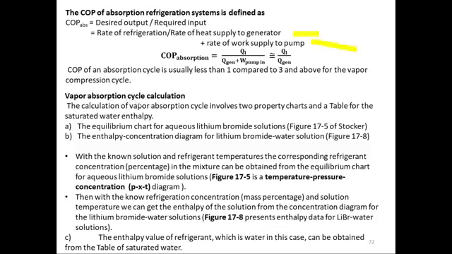Okay, here you go. Vapor absorption cycle calculation. How to do the calculation? The calculation will basically depend on first finding the enthalpies, and then we can add and subtract the enthalpies to find out the QL and the QGen. The calculation of the vapor absorption cycle involves two property charts and a table for the saturated water enthalpy. For saturated water, we will be using the same steam table, and for the solution we will be using two property charts. Those two charts I already mentioned. One is the PXT, the other one is the HXT. So we are going to look into that and how to find out enthalpy of the solution using those two charts.